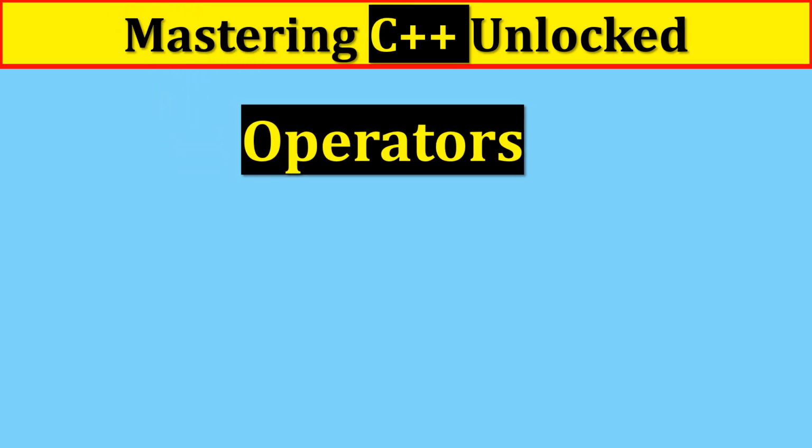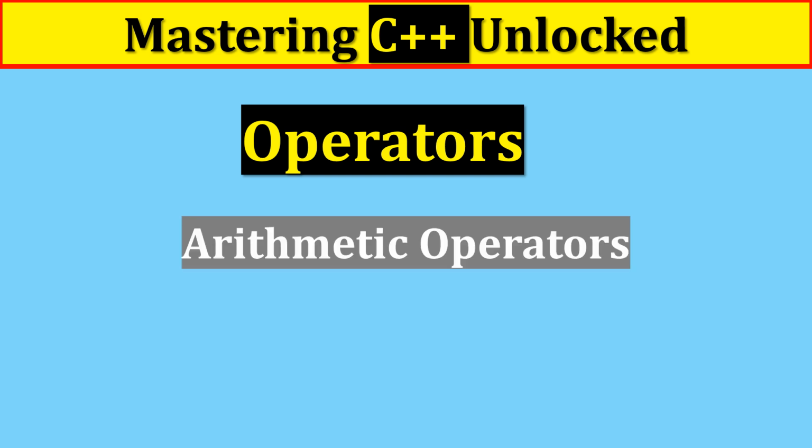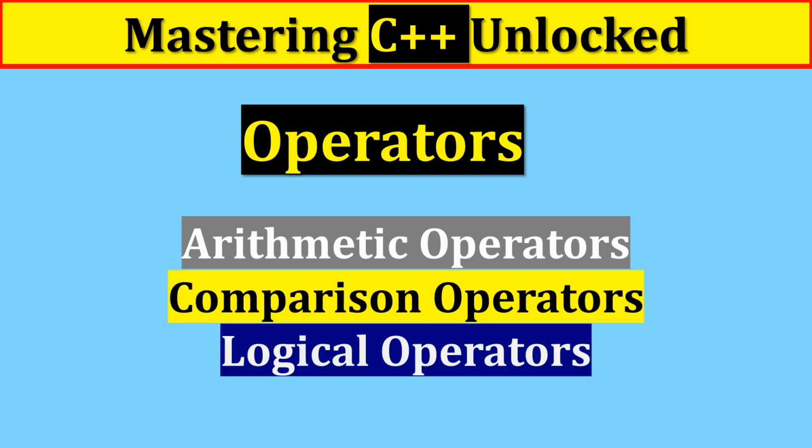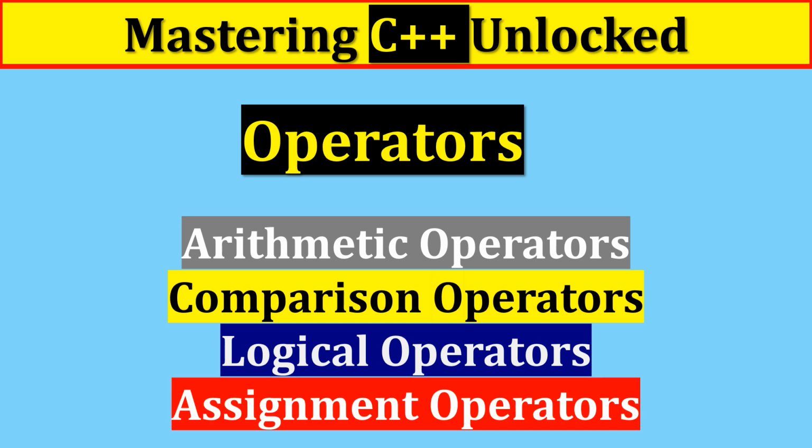In today's lecture, we are going to dive deep into the C++ operators, an essential concept for any C++ programmer. Specifically, we will cover the following key operator types: arithmetic operators, comparison operators, logical operators, and assignment operators. These operators are the building blocks of C++ programming, and understanding them is crucial for writing efficient, effective code. We will go through hands-on coding examples and explain each operator step by step.